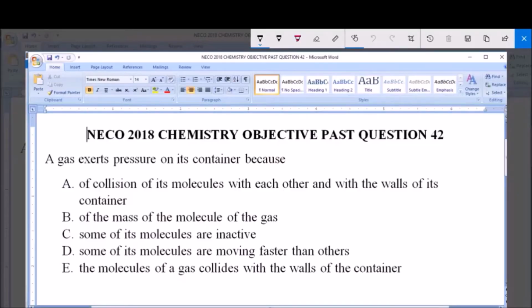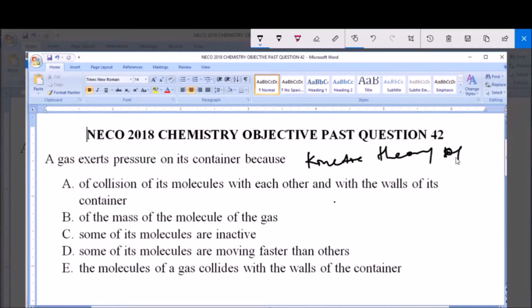I will be answering Neco 2018 Chemistry Objective Past Question 42. A gas exerts pressure on its container because A. of collision of its molecules with each other and with the walls of its container, B. because of the mass of the molecule of the gas. C, some of its molecules are inactive. D, some of its molecules are moving faster than others. E, the molecules of a gas collide with the walls of the container. Now this can be established from the kinetic theory of gases.